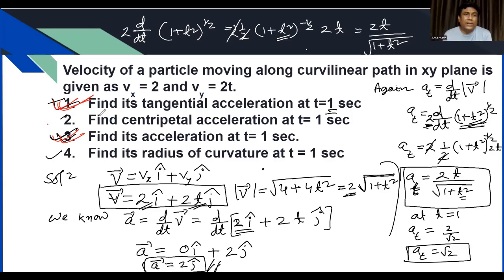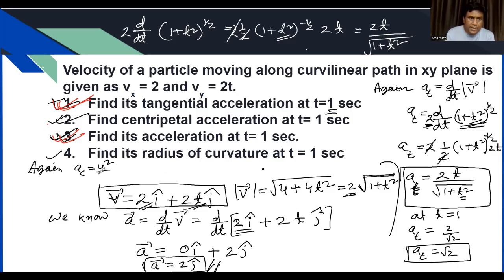Now, what are they asking? They are asking centripetal acceleration. So how can we calculate centripetal acceleration? You see, we have two ways to calculate centripetal acceleration. I hope you have copied this part. Again, centripetal acceleration is speed square by r.